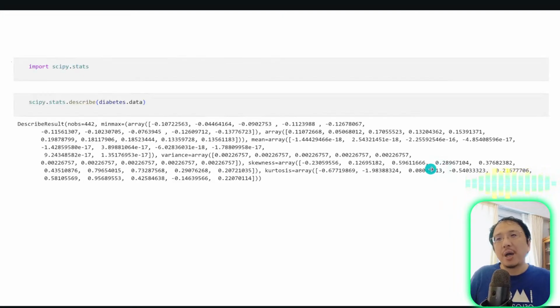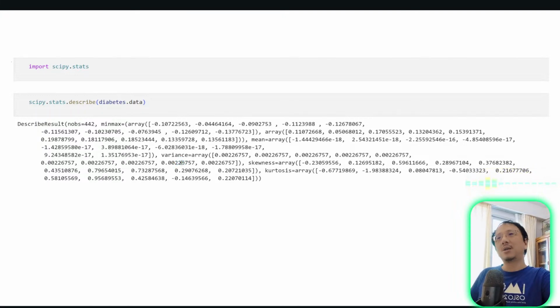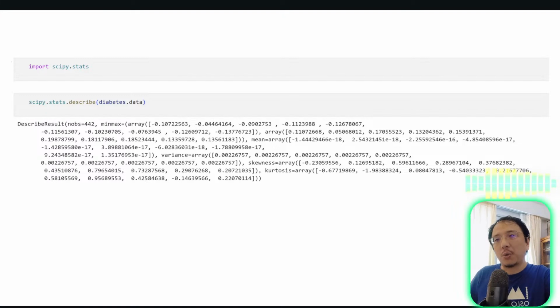So one way to actually look inside the dataset is to use SciPy. SciPy stats can describe the dataset, kind of like what we do for pandas to describe the dataset. So you can see the minima, maxima, the mean, median, or maybe other things like skewness, standard deviation, things like that.